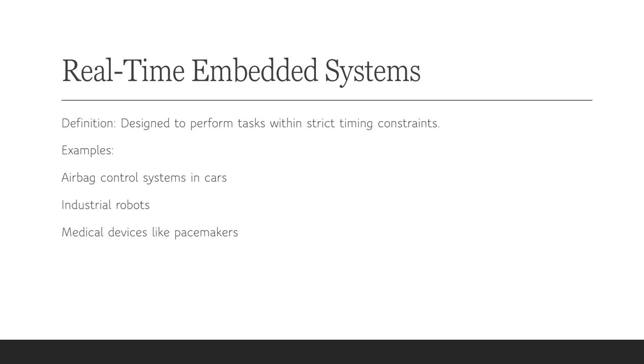These types of real-time operations are where embedded systems are useful. For example, airbag control systems in cars, industrial robots, and medical devices like pacemakers. These are real-time embedded systems.